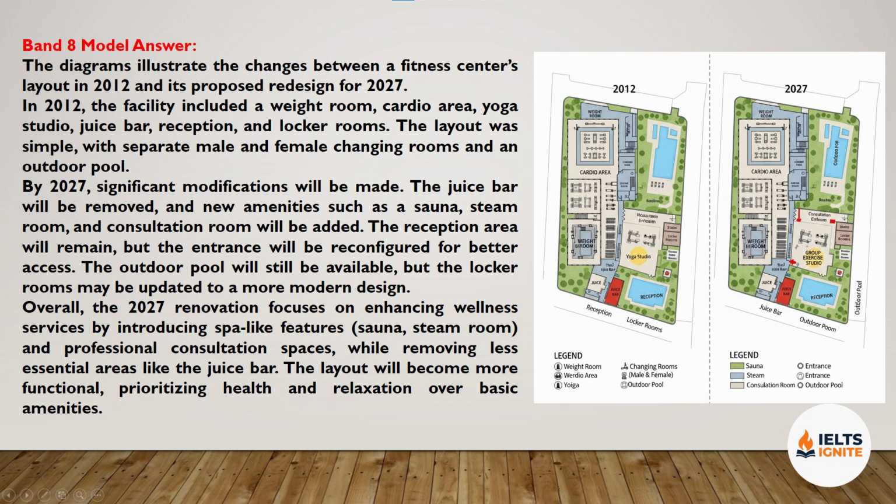In 2012, the fitness center had a weight room, cardio area, yoga studio, juice bar, reception, locker rooms, and an outdoor pool. Pretty basic. But by 2027, big upgrades are planned. The juice bar will be removed, making space for a sauna, steam room, and consultation room. The reception area stays, but the entrance will be restructured for better flow. The pool remains, and the locker rooms will likely be updated with a modern design.